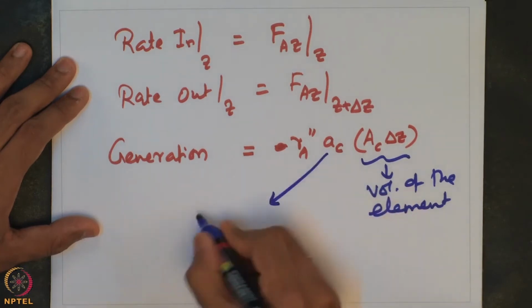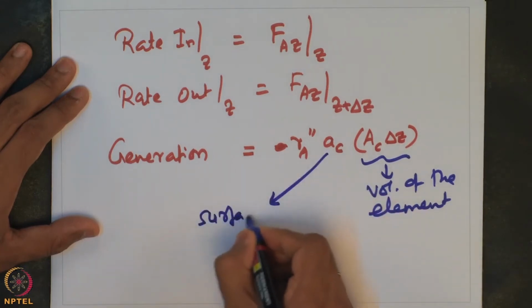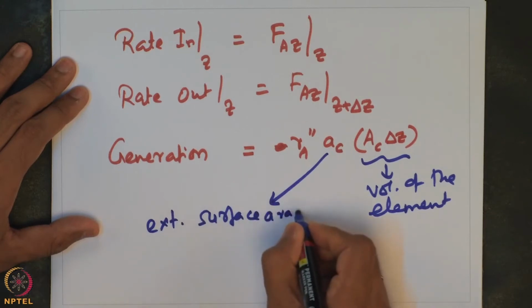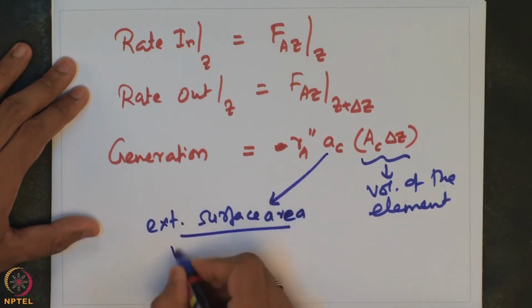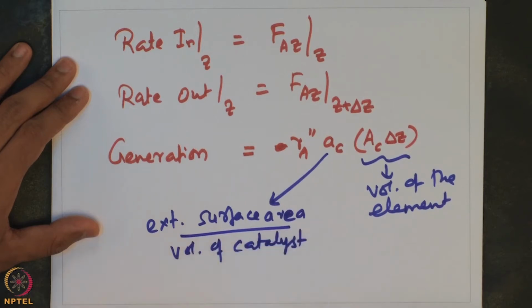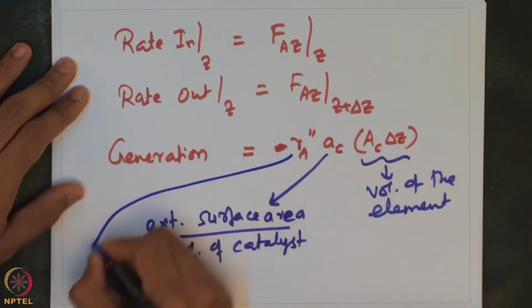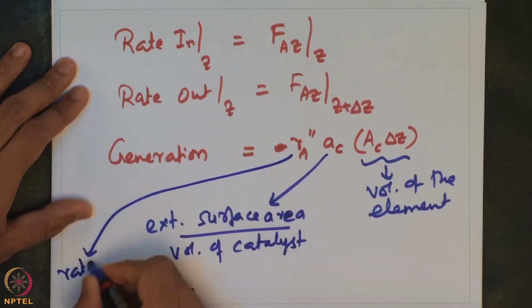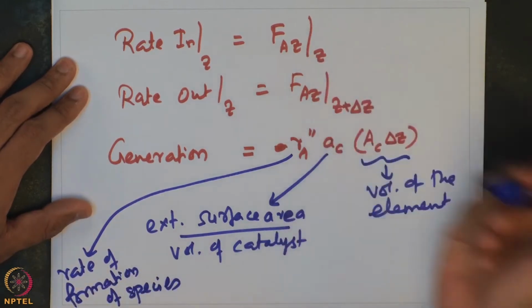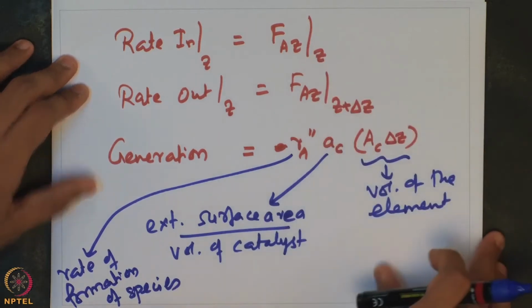And this is the exterior surface area per volume of catalyst, and this is the rate of formation of species. So, we have all the three quantities that we need. So, we can now plug this into the mole balance.